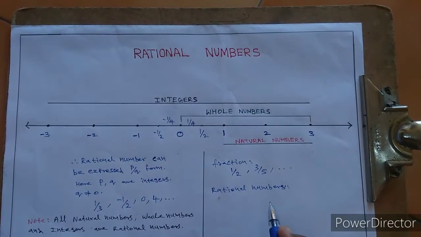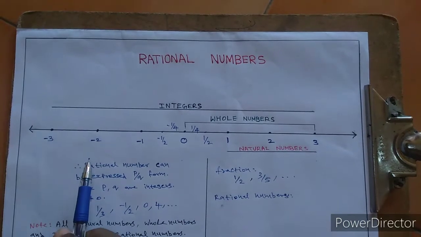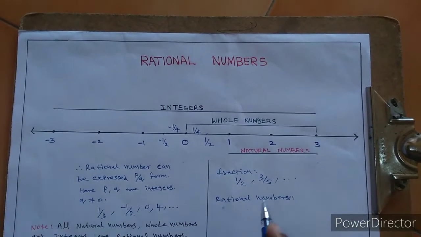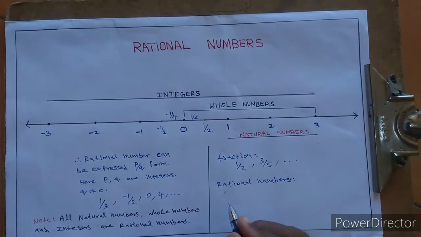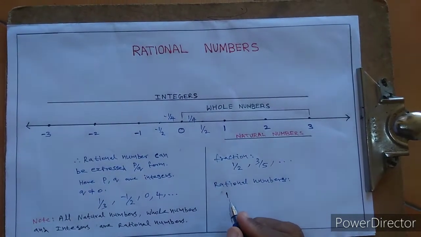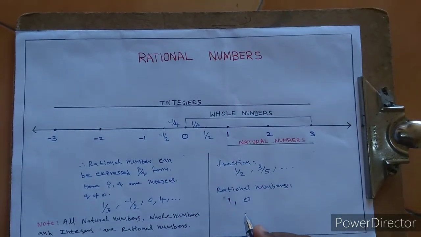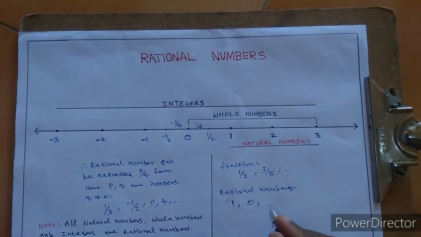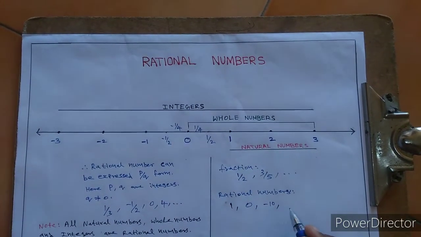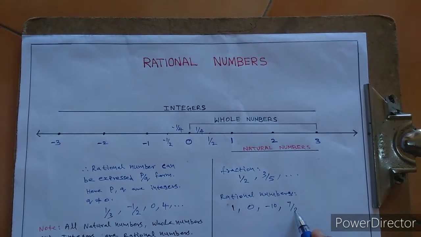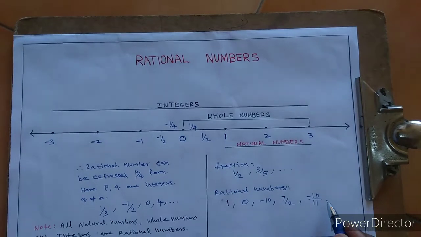In a rational number we are using natural numbers, whole numbers and negative integers. All the numbers are included. 1 is a natural number. This is also a rational number. I will take 0. 0 is also a rational number. I will take minus 10. Minus 10 is also a rational number. 7 by 2 is a rational number. Minus 10 by 11 is a rational number.